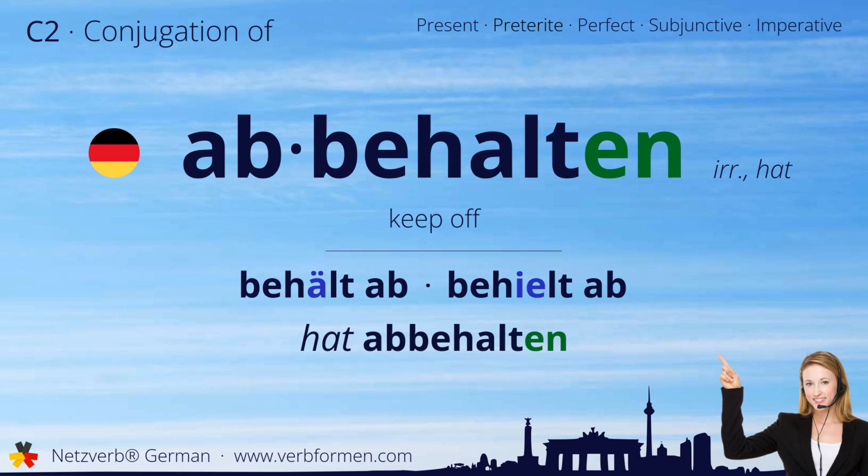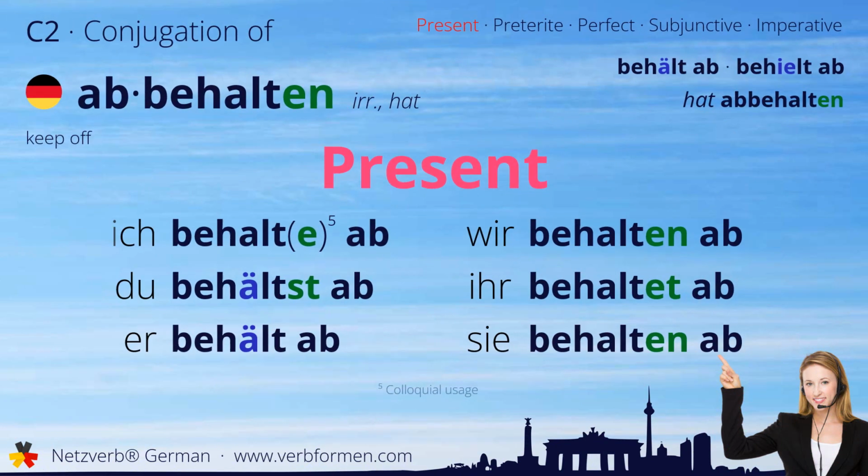Now let's move on to the tenses. First, we'll take a look at the present tense. Ich behalte ab. Du behältst ab. Er behält ab. Wir behalten ab. Ihr behaltet ab. Sie behalten ab.